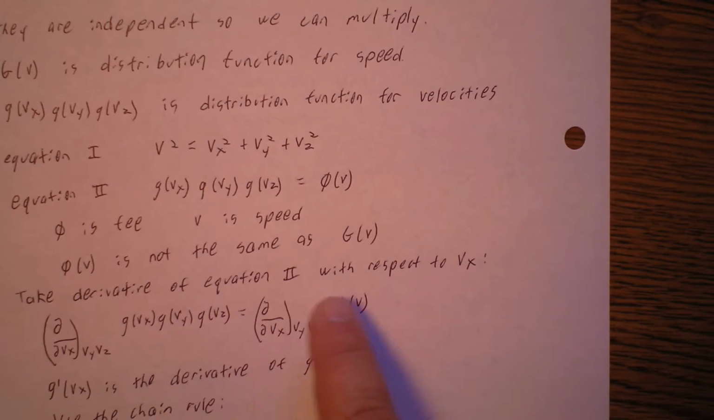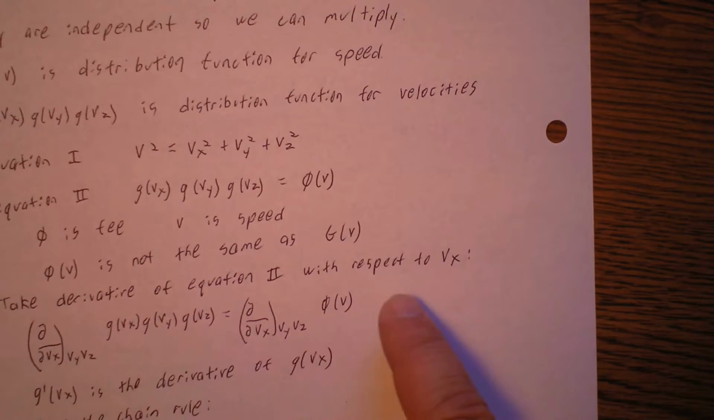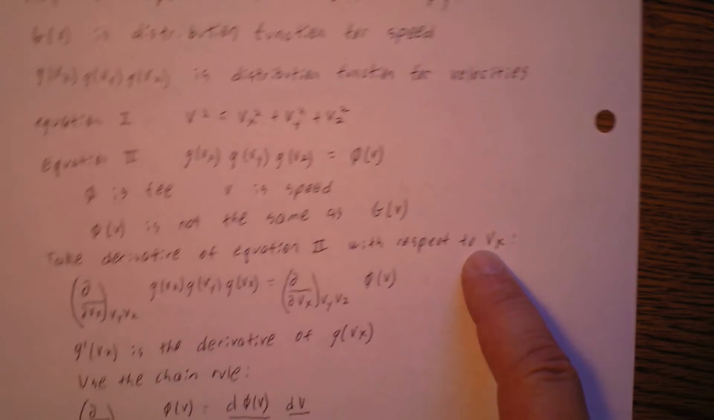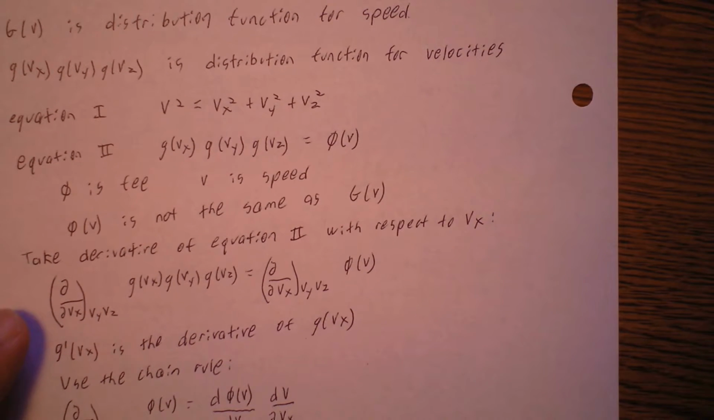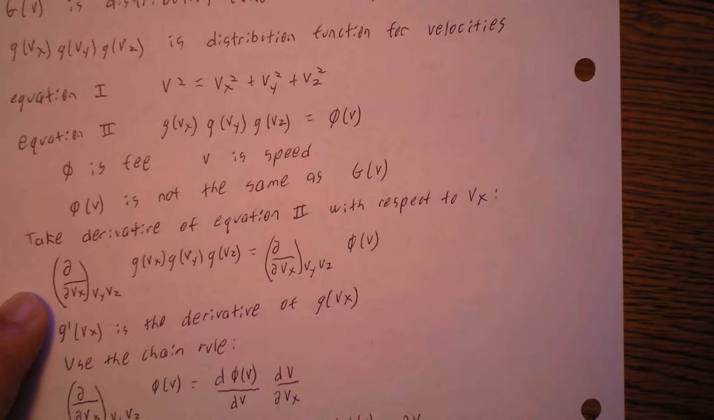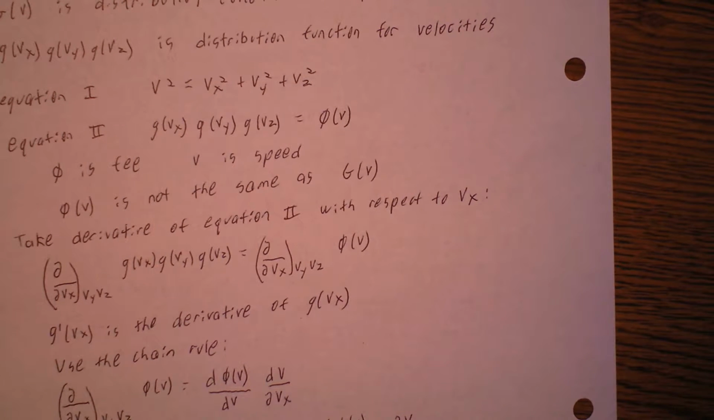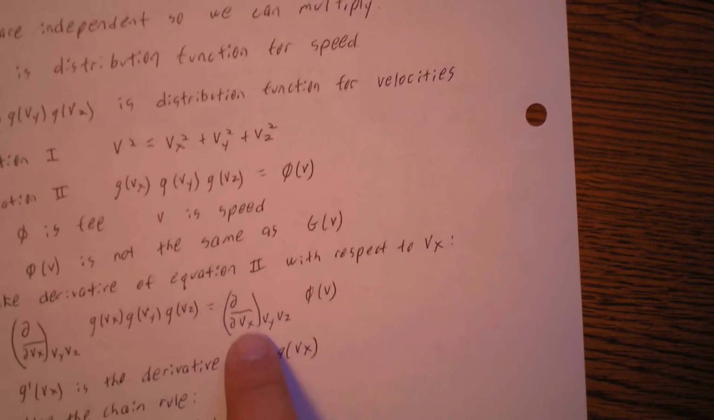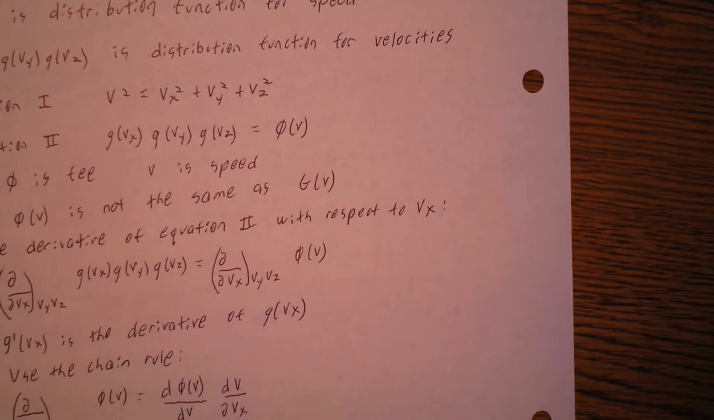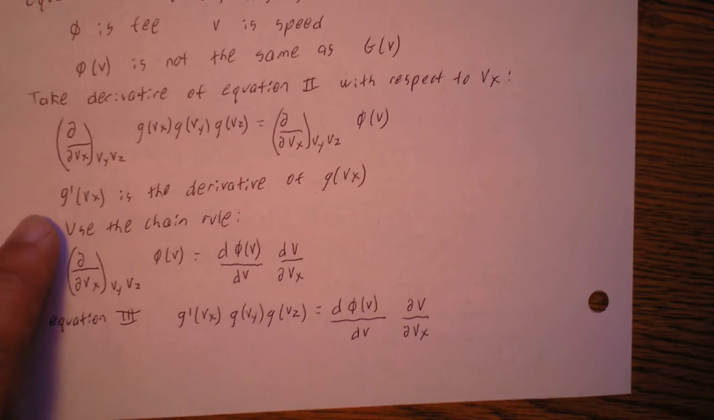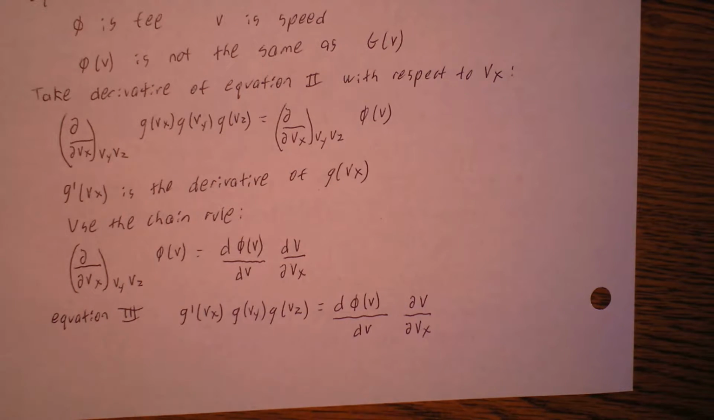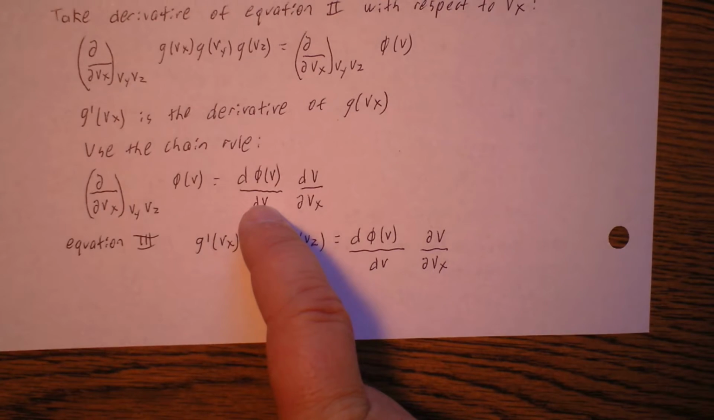So we're going to take the derivative of equation 2 with respect to vx. So we're going to hold the y component and the z component constant. So we're going to have the partial derivative with respect to the x component of this whole function, g of v of x times g of v of y times g of v of z. And that's going to equal the partial derivative with respect to x, holding y and z, of phi of the velocity. So remember, g prime of v of x is going to be the derivative of g of v of x. We're going to have to use the chain rule.